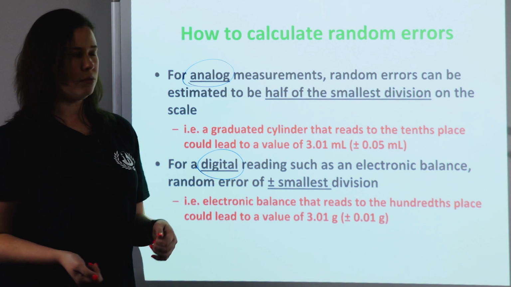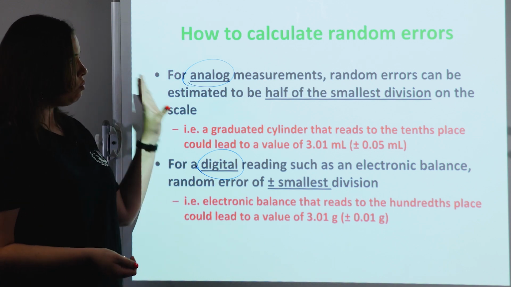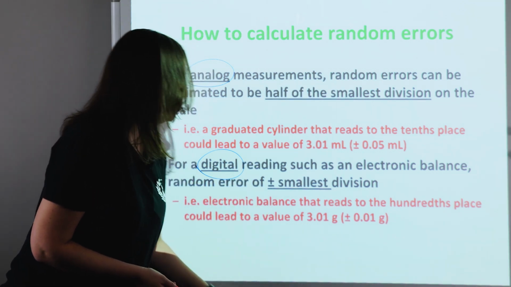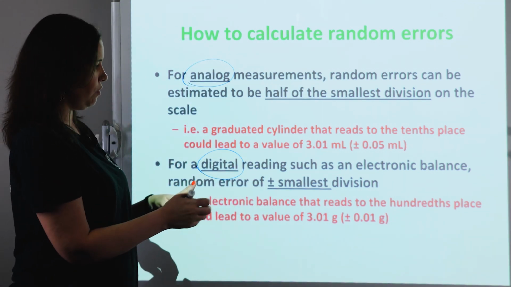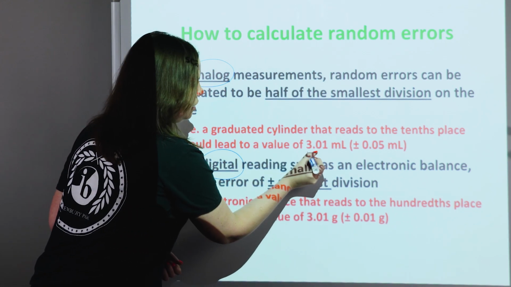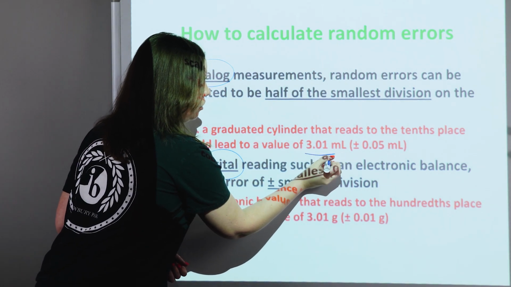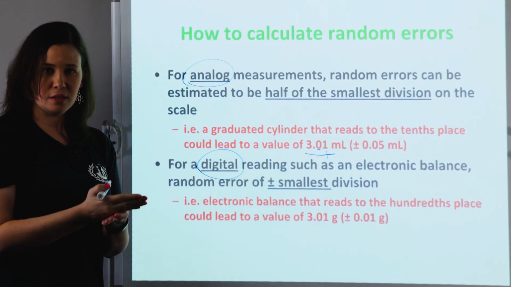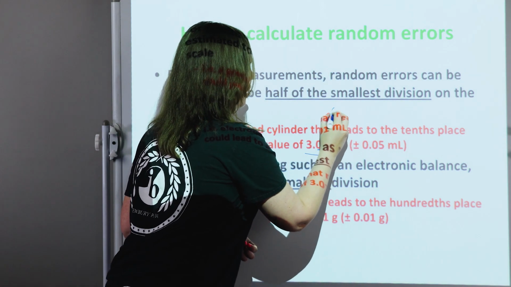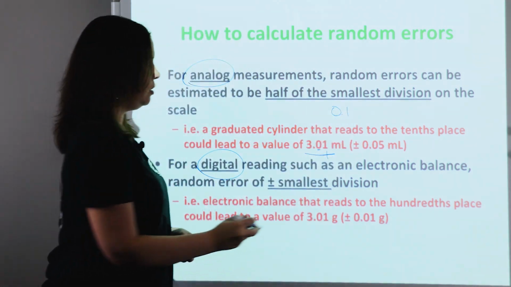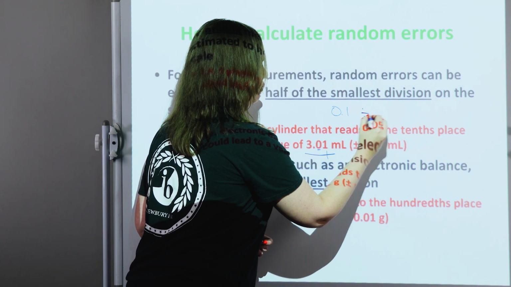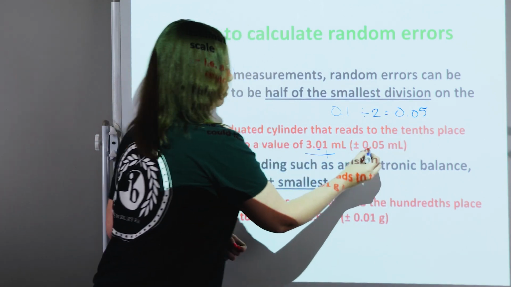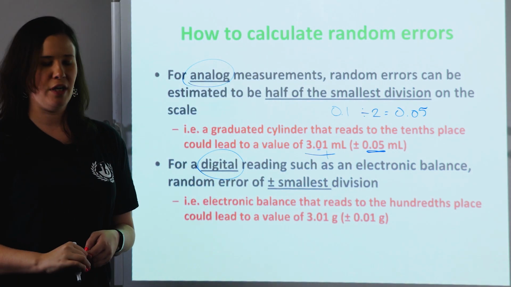So for an analog tool, you're going to have to determine what the smallest division is and then cut that in half. And we can tell that now because we know how precision is related to the number of decimal places that we see. So if the reading is 3.01, I know that last digit was estimated, and so it must be the 10th place where there was markings. The 10th place, 0.01. So if I cut that in half, I get 0.05. So my uncertainty is 0.05.